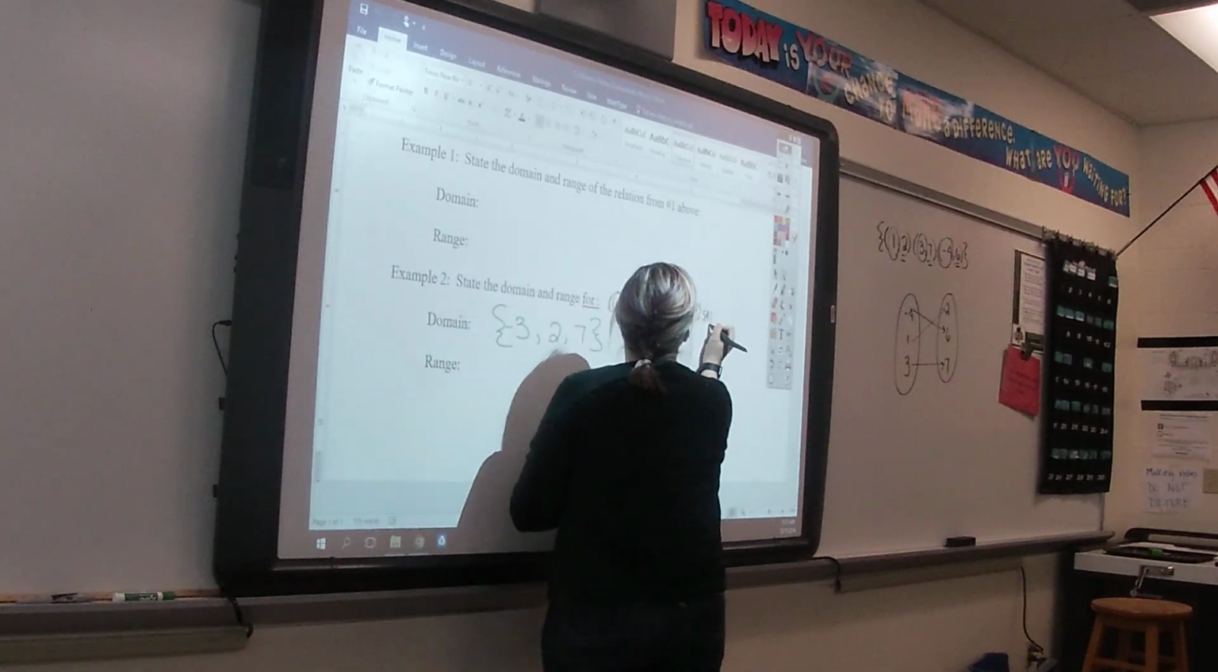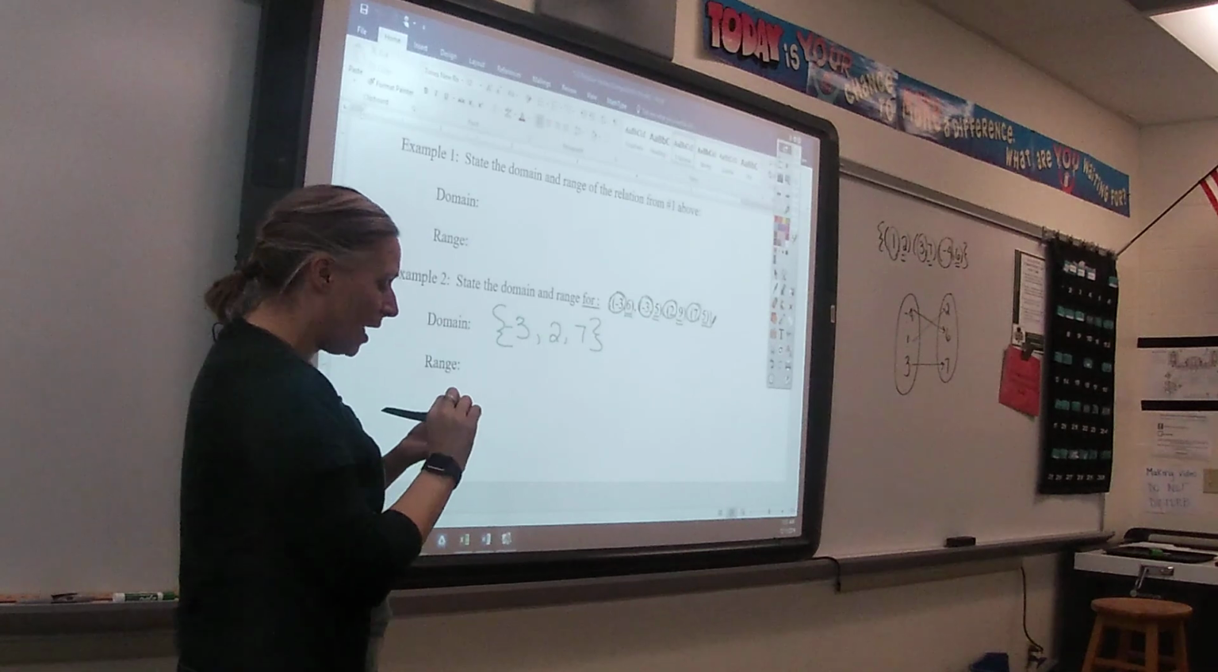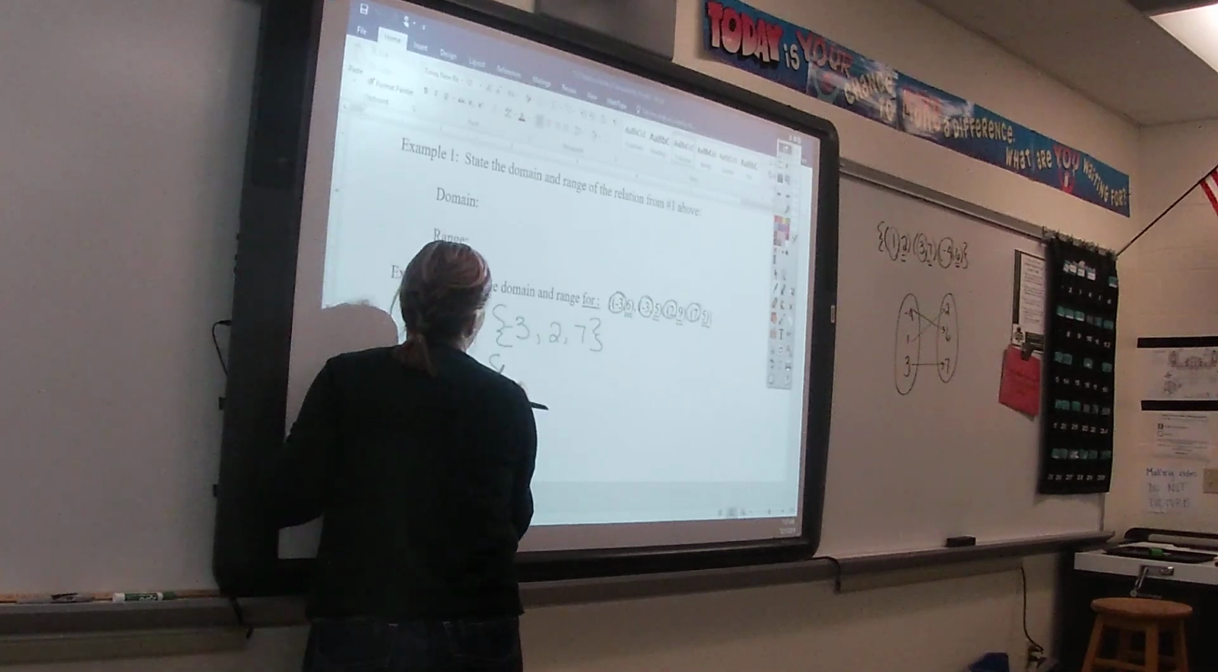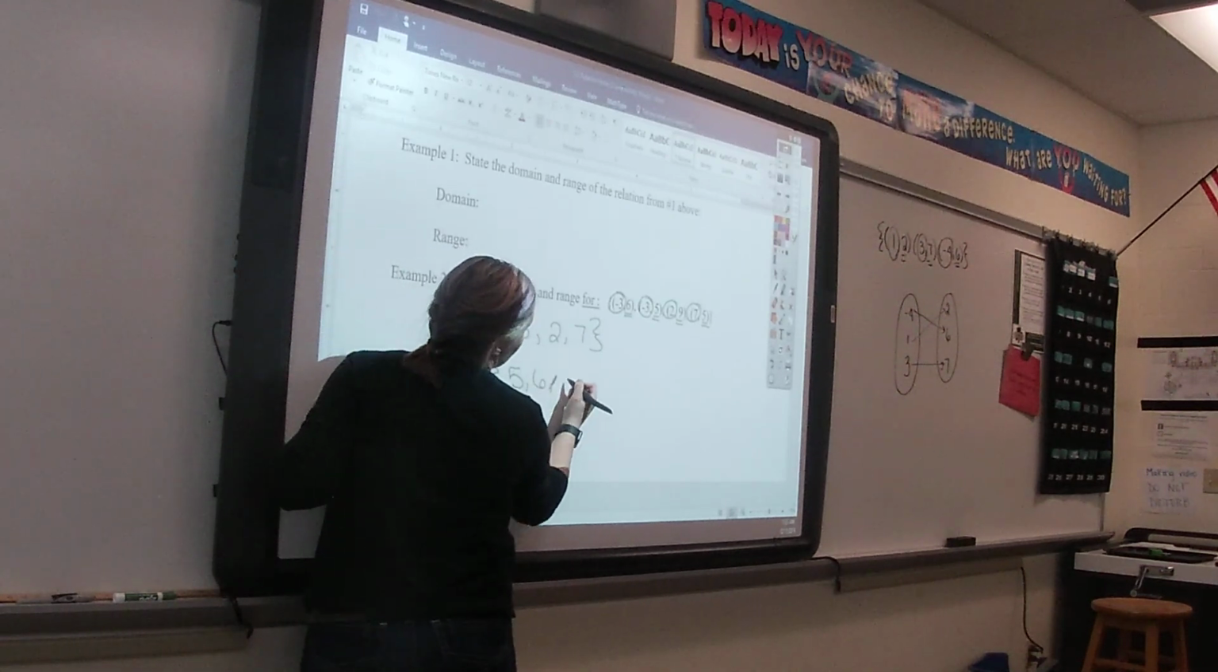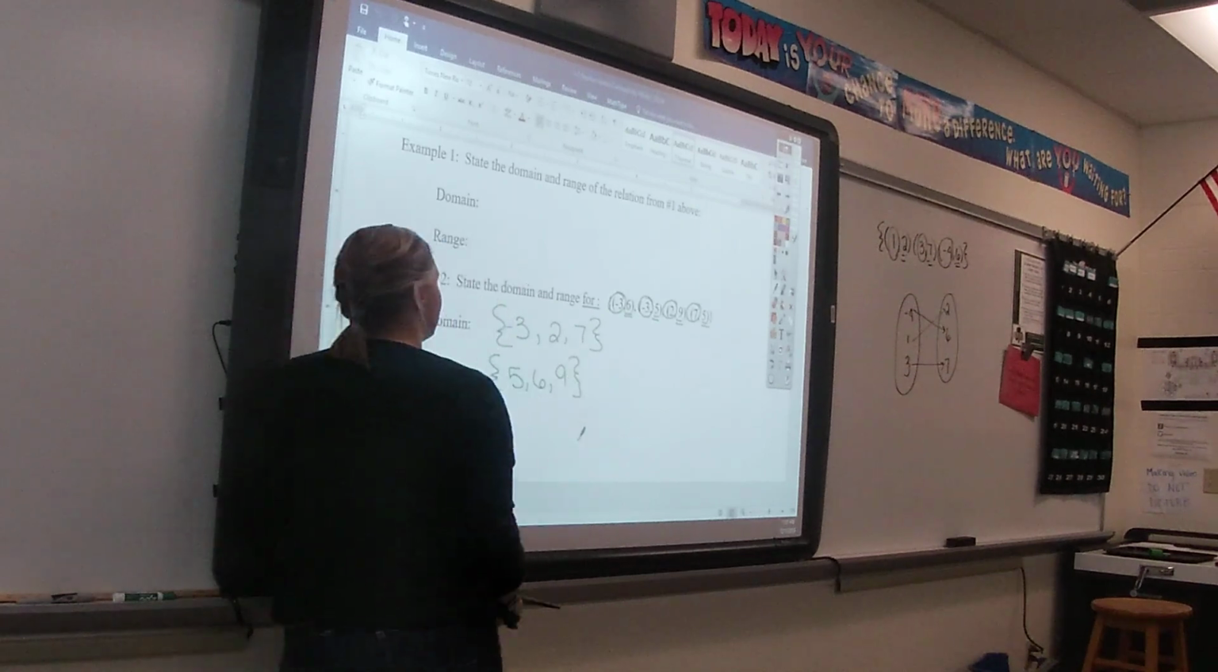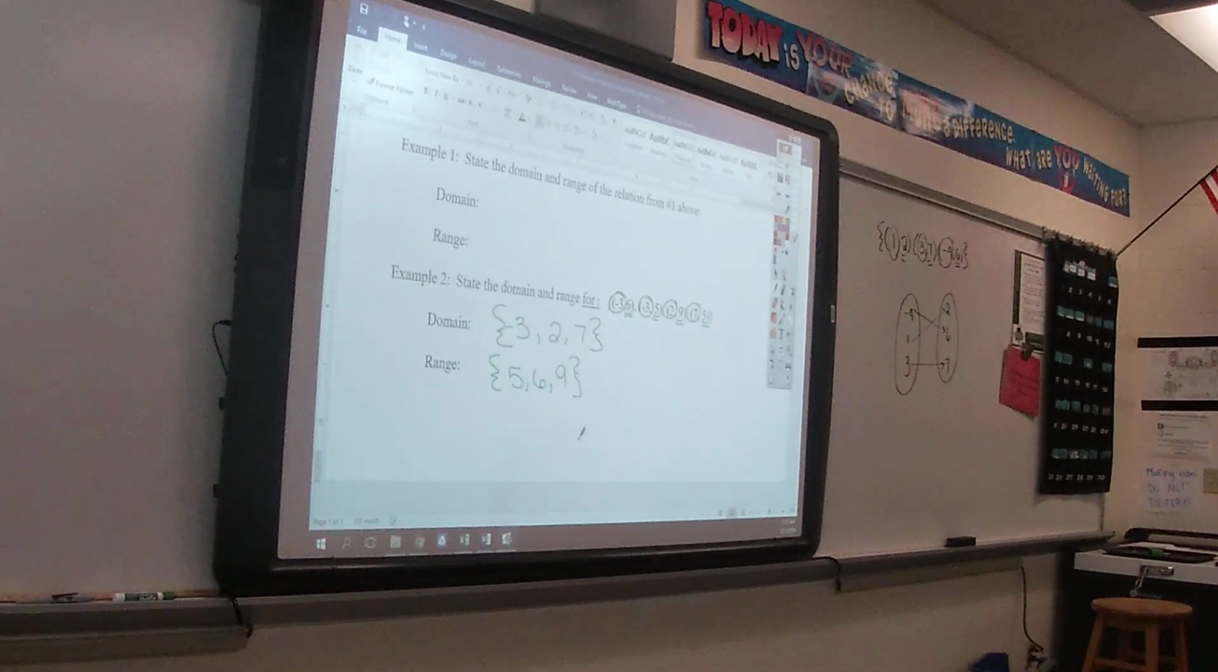Our y values. What are we going to list for our y values? 5, 6, and 9. No repeats and numerical order. Those should also be points that are handed to us on the test.